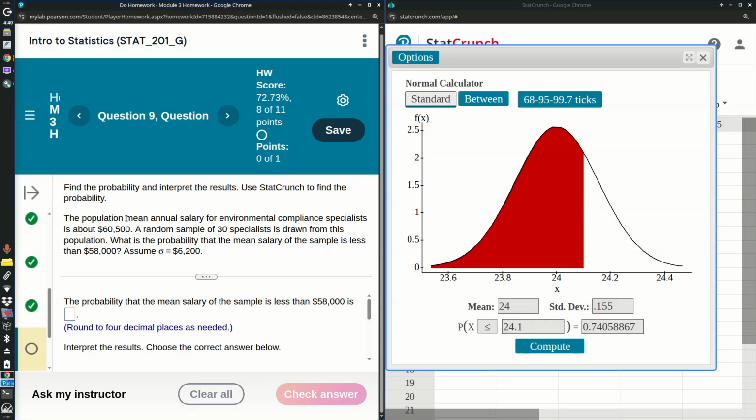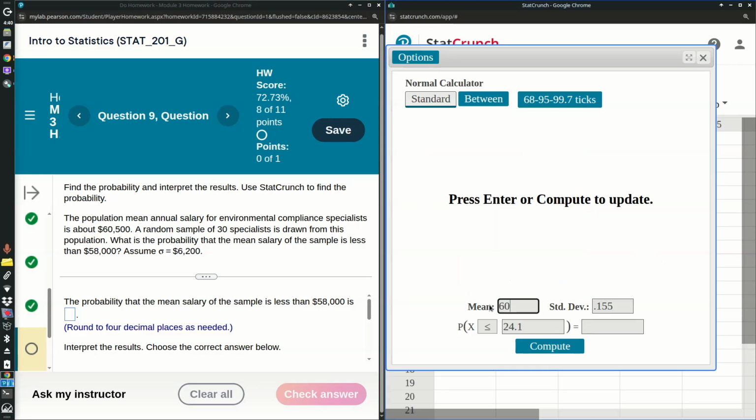Okay. So we have a mean of 60,500. So let's go ahead and just enter that. 60,500. Okay, so we've got our sample size of 30. And then it says less than 58,000. So that's the question we're trying to answer.